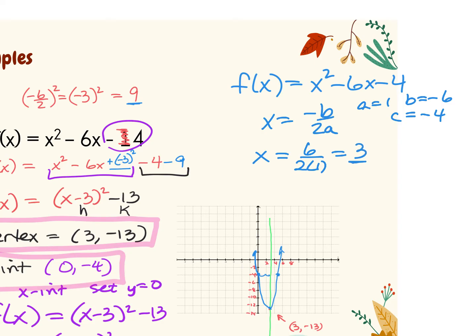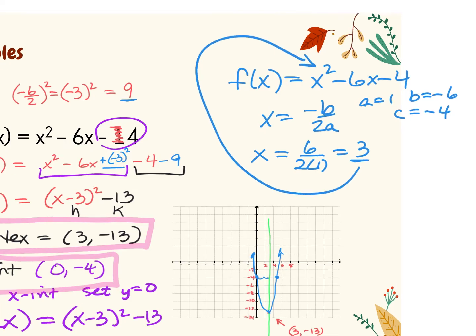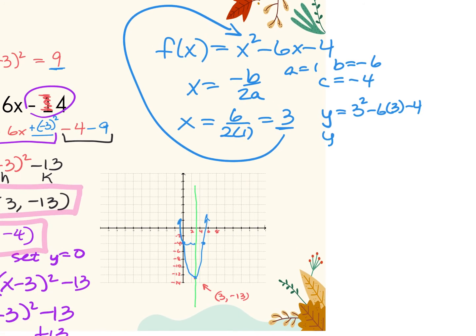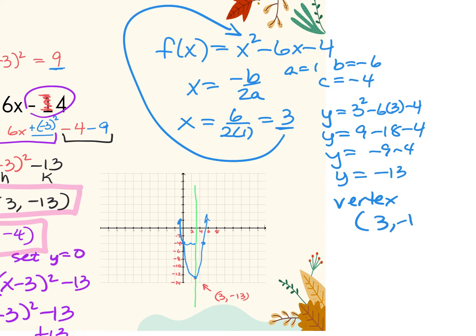Then you take this 3 and plug it in for x up here to get the y. So y equals 3 squared minus 6 times 3 minus 4, follow PEMDAS. y equals 9 minus 18 minus 4, which is negative 9 minus 4, and then the y is negative 13. So we can get the vertex this way without completing the square. This would be a way that you could double check your answer.